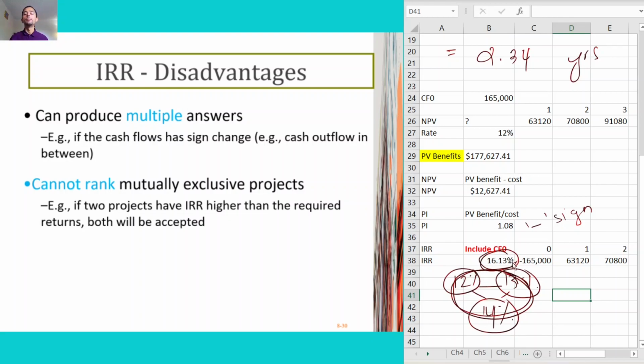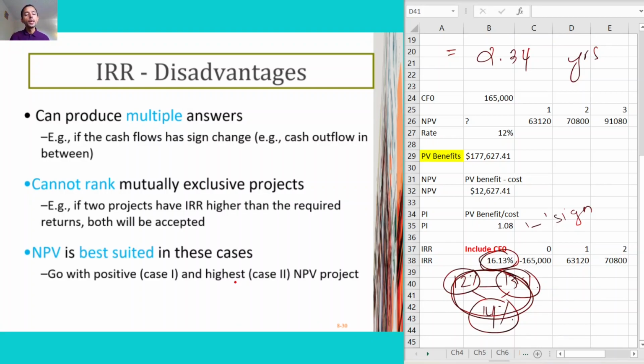But using IRR, there is no way to say which one of these three projects is actually the best. Which one is number one, which one is number two, which one is number three? We cannot rank using the IRR. In these two cases, when you have multiple cash flow sign changes, and when you cannot rank mutually exclusive projects, you want to use NPV. NPV is best suited in these cases.